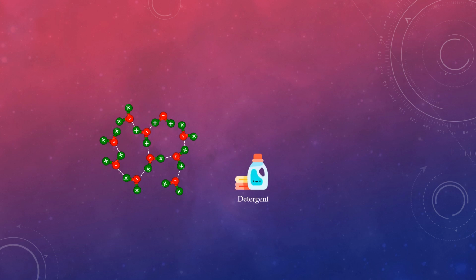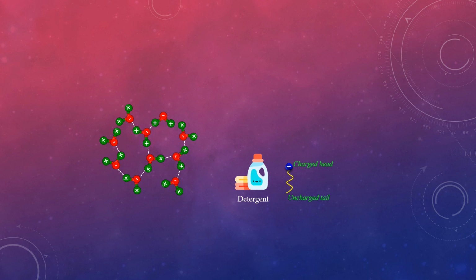The surface tension of a liquid can be changed considerably by adding impurities, like soap or detergent in water. Soap molecules consist of a charged head and an uncharged tail. As we know, a water molecule forms hydrogen bonds with other water molecules.